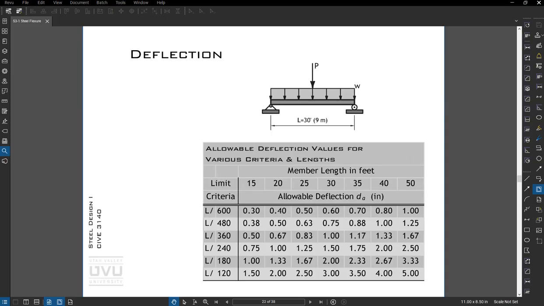This slide gives you the allowable deflection based on different criteria and spans. Just a helpful table. You can calc it all out by hand yourself, though, if you like.